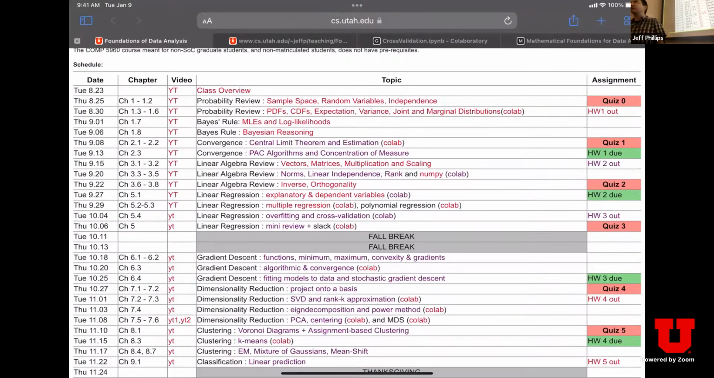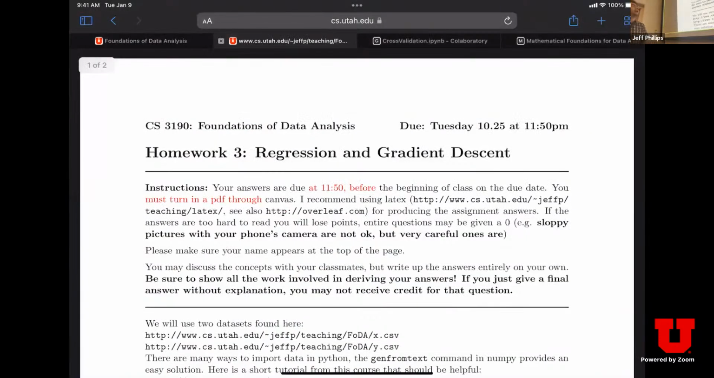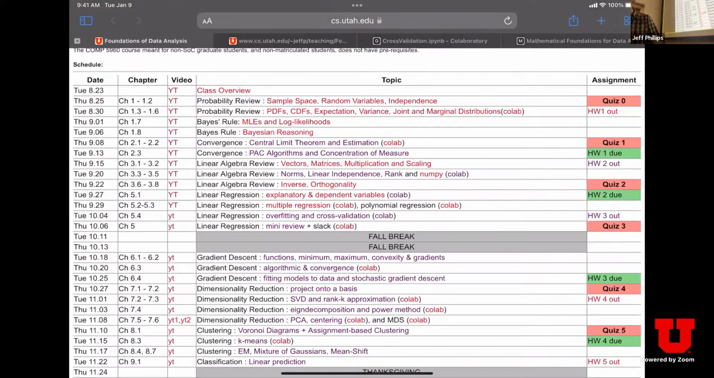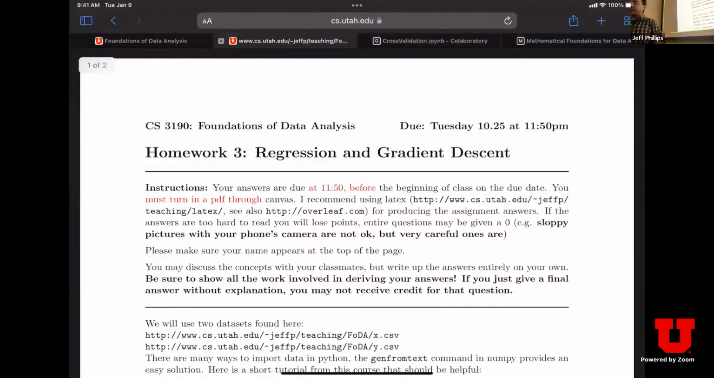Okay, the other thing is homework 3 is now posted. It's not due until October 25th. So you basically have over a week after fall break, so you don't have to spend all fall break working on it. But it's out early in case you want to spend time on it. It's going to be about both the regression section and also gradient descent, which we'll cover after fall break.